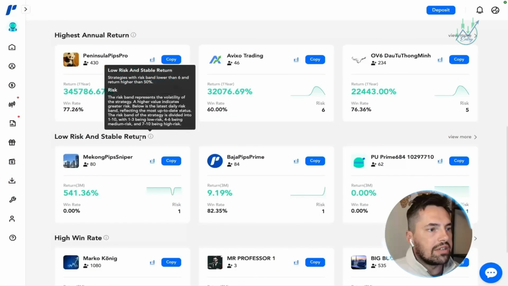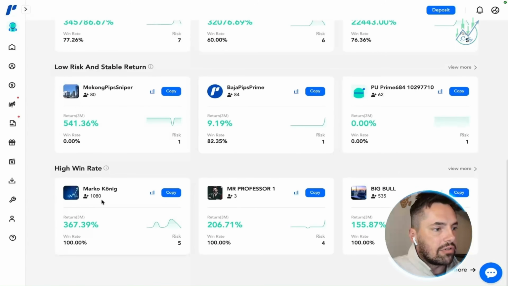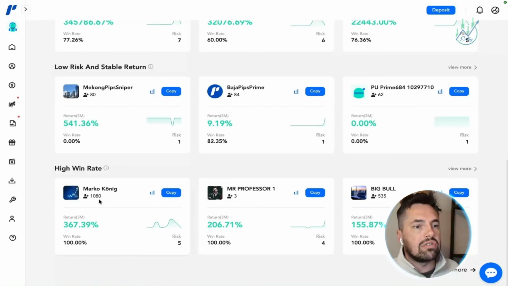Obviously, low risk and stable return. So if you want to be a bit cautious with your money, then strategies with the risk band lower than 6 and return higher than 50%. So that's quite a good one to get into if you wanted to. And then obviously you've got the high win rate. Now, this is normally something I look for because I like a high win rate. It's just easier on the psychology.